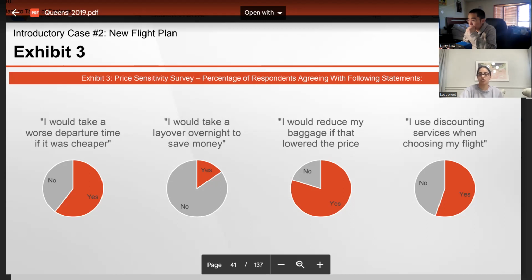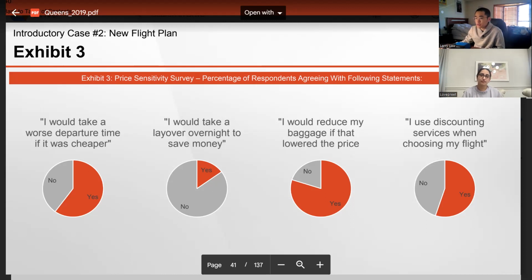In terms of departure time, we could give these customers a really late time in the evening or a very early flight time, and they would be okay with that, since they don't mind a worse departure time. We could also make it so customers can carry less luggage, so maybe only a carry-on or one suitcase, and that would justify the price. And we should also offer them discounts because more than half of our customers report yes to the statement of using discounting services. So these are three things that we could look into in ways of boosting sales and justifying a cheaper price per seat on our airline.